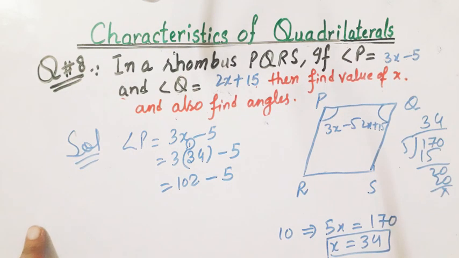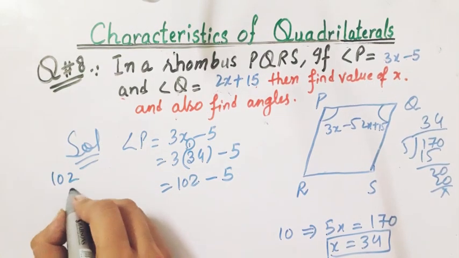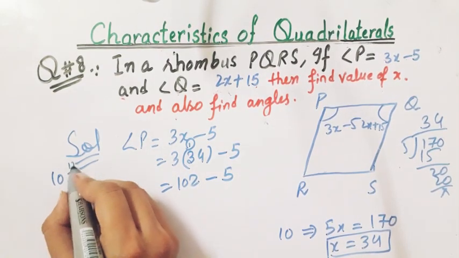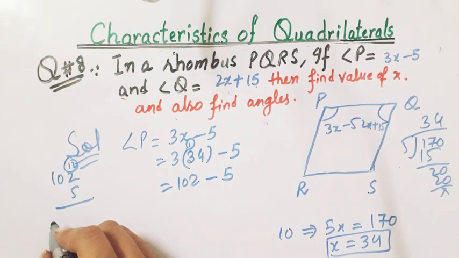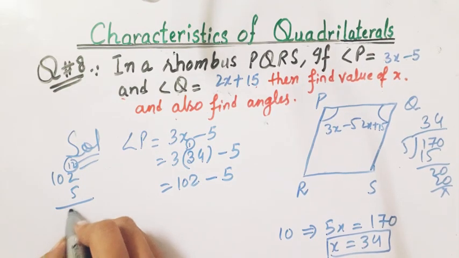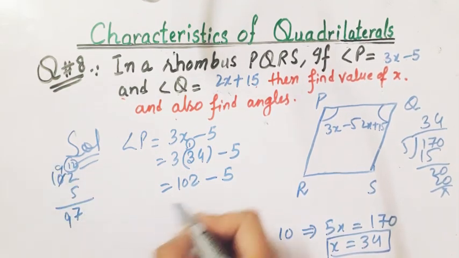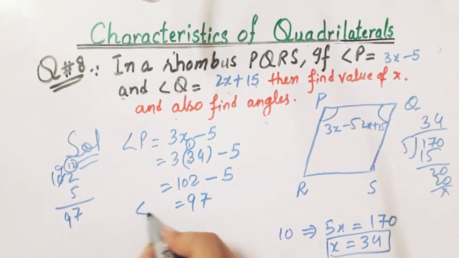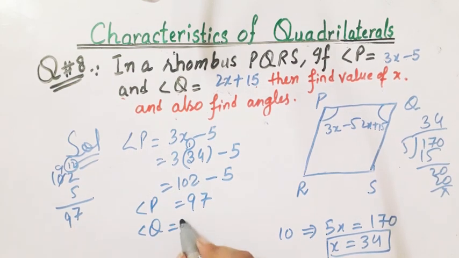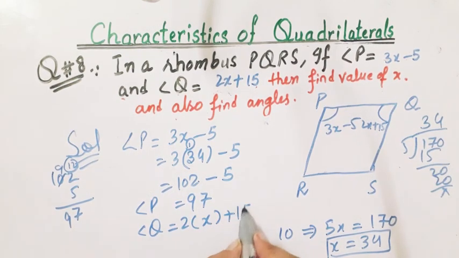you will get the value of 102 minus 5. So 12 minus 5 will be 7 and 9, 97. This is 97, and the same angle Q is 2x plus 15.